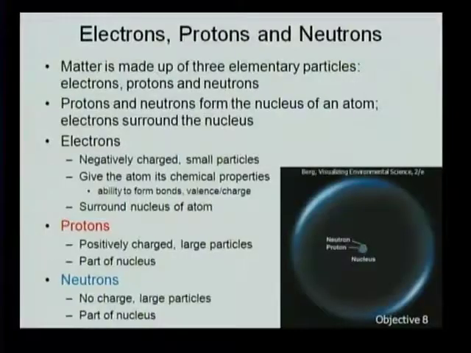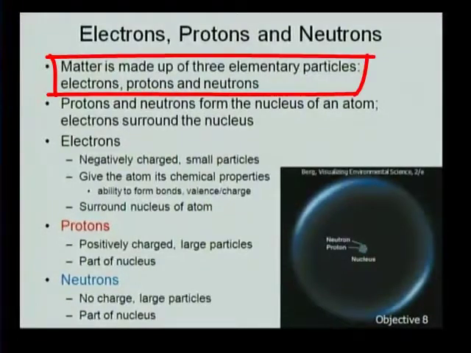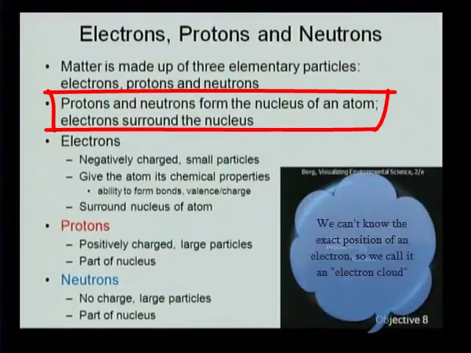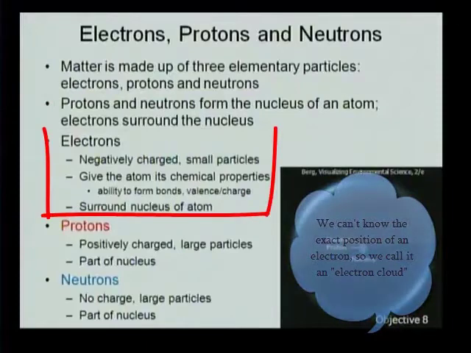Electrons, protons, and neutrons are the largest of the subatomic particles because these were the first discovered in the latter part of the 19th century and the early part of the 20th century. We call these elementary particles. The protons and the neutrons form the nucleus of an atom. The electrons surround the nucleus in a cloud, as we'll see a little bit later on.